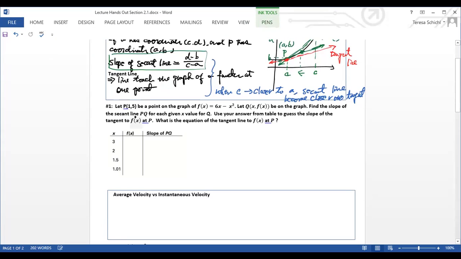Like in here, they say, let P(1, 5) be a point on the graph of y = 6x - x squared, and let Q(x, f(x)) also be on the graph. Find the slope of the secant line PQ. Give the x value of Q. Right now my P point is (1, 5), and my Q point is given here, so it's given the x and the f of x.